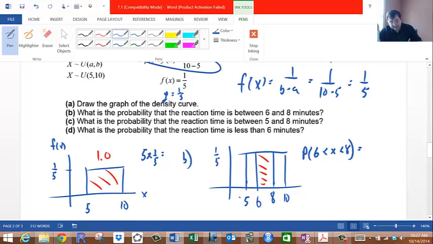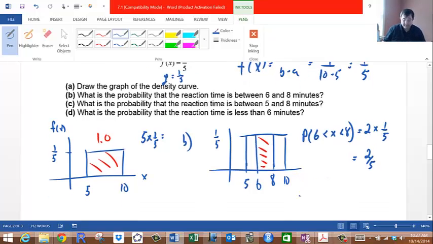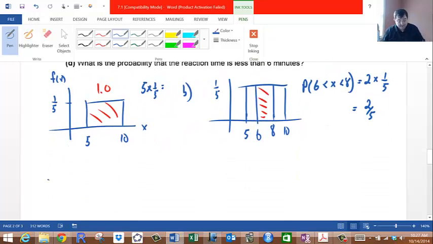Well, that's just going to be the area of this rectangle here. Notice the length of the rectangle here is 2. 6 to 8 is 2. And the height is 1/5. So 2 times 1/5 is 2/5, which is 40%. Okay.